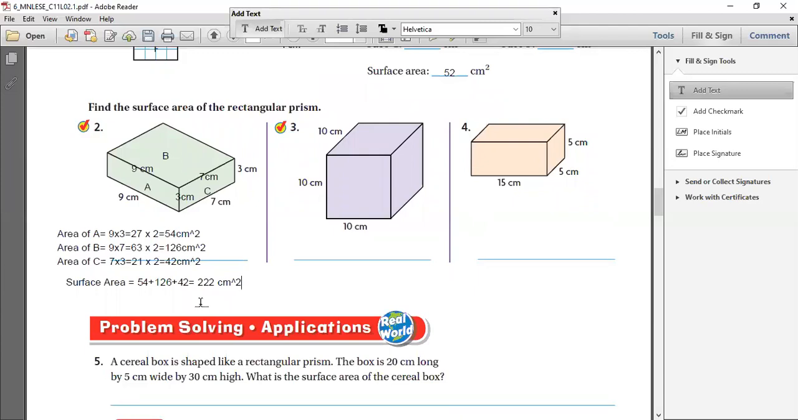It's easy once you write down all the measurements and you have your imagination of how the picture looks. Once you have that, you can easily get the surface area by finding the area of one face, multiplying it by 2, and then finally adding them all up. Okay, so quickly let's do question number 3.